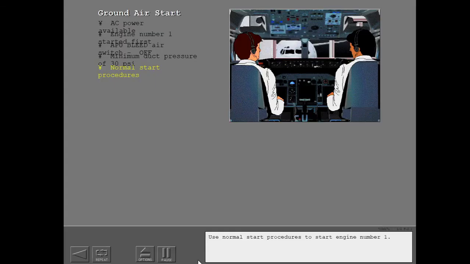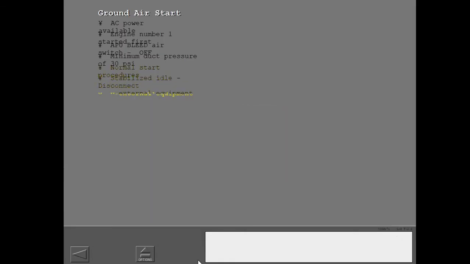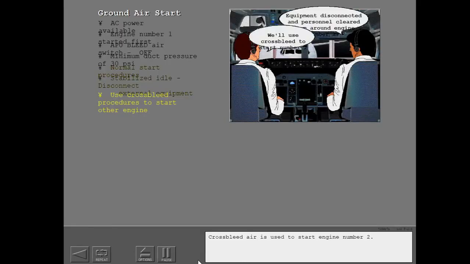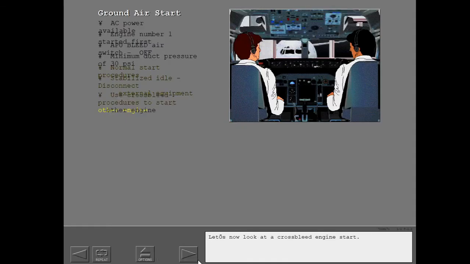Use normal start procedures to start engine number 1. After engine number 1 is stabilized at idle, disconnect the external power equipment. Cross-bleed air is used to start engine number 2. Let's now look at a cross-bleed engine start.